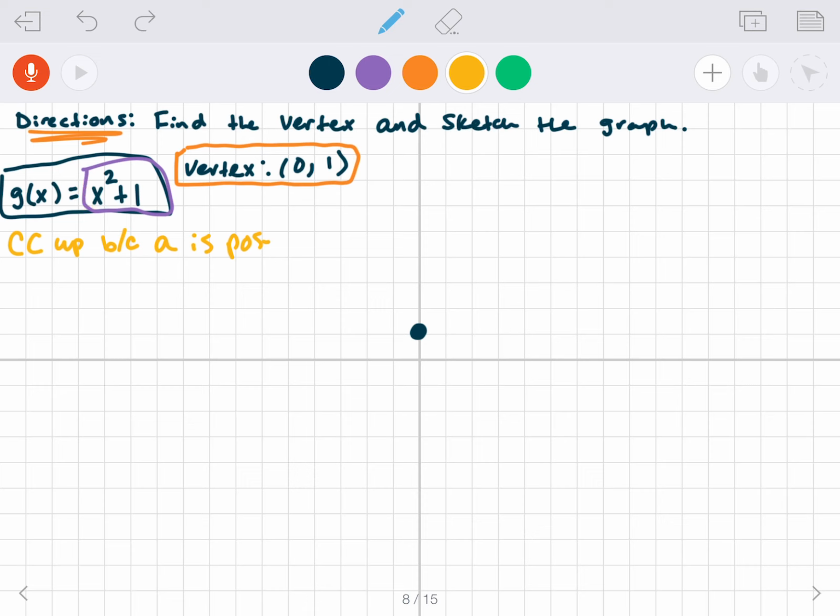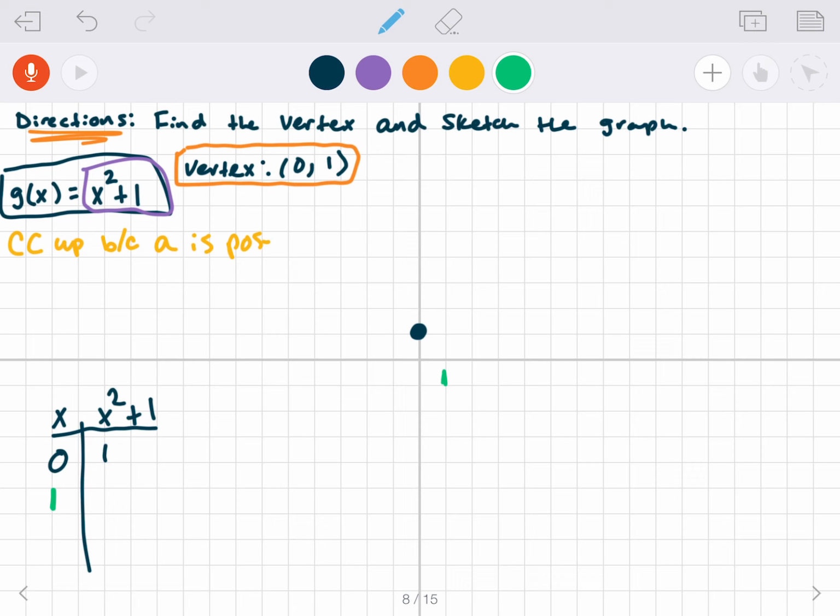We need some more points to make a picture of this graph. Actually, we only need 1 point on one side of the vertex, because then we can use the fact that this thing's symmetric to get another point. So let's make a little table here. We have x, and then our output, which is x squared plus 1. We already got the vertex, which is 0, 1. Now I'm going to pick a point to the right of the vertex. I'm going to pick x equals 1, just to keep it simple.